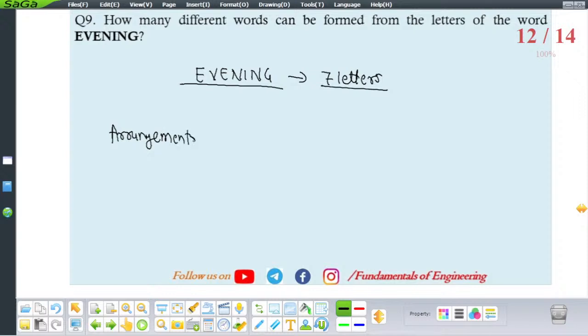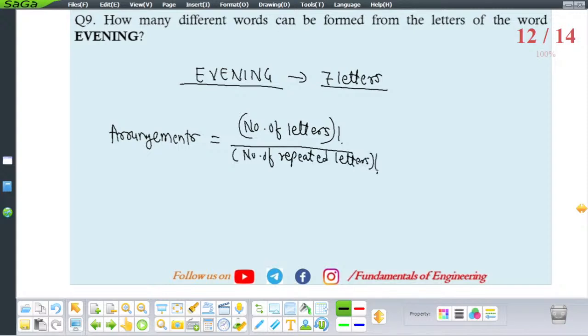So now we will see the arrangements. The possible arrangements with 7 letters: we have to count the number of letters and take a factorial. But here there are repeated letters. So the factorial of the number of repeated letters we have to divide by, to get the final answer. So how many letters? 7 letters are there. We are getting 7 factorial.